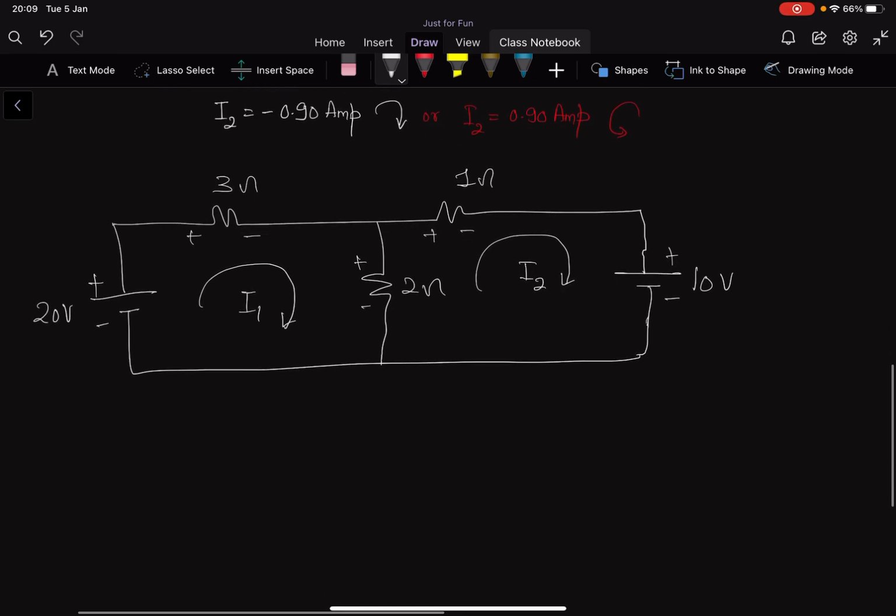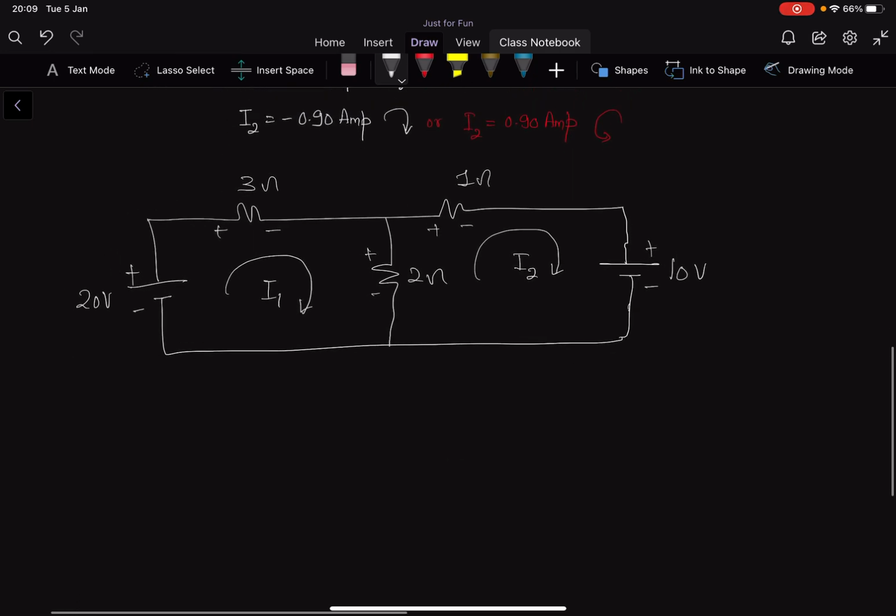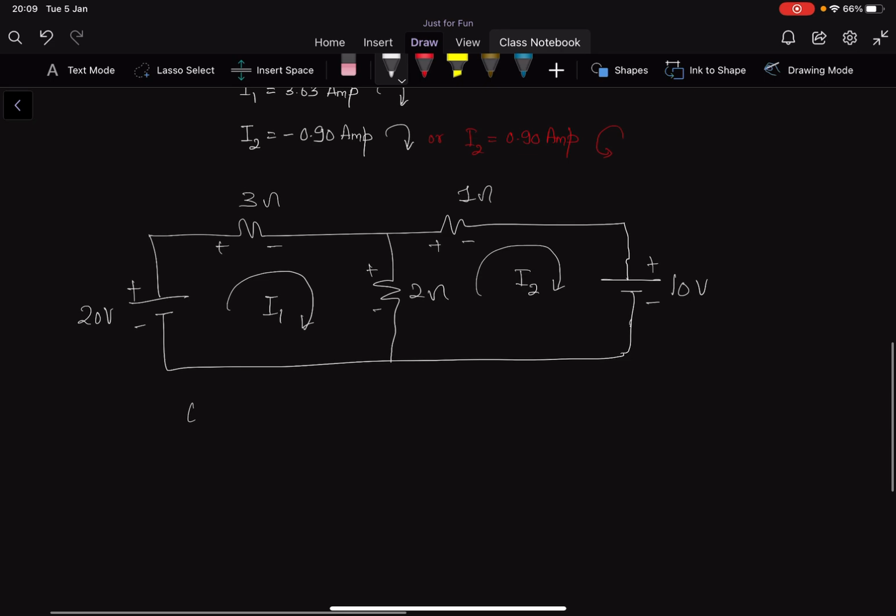Right, so let's find the voltage and the current. So first what we're going to do is find the current through 3 ohm, then 2 ohm, and then 1 ohm. Current through.